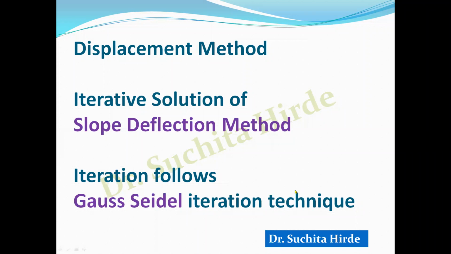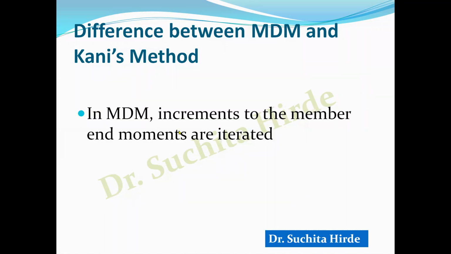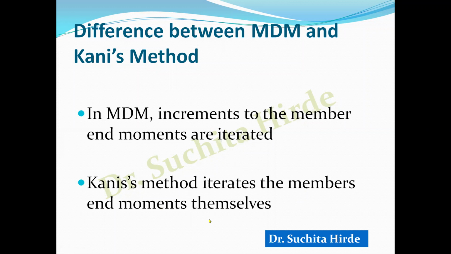But there are some differences in Kani's method and moment distribution method. So let us see what is the difference between Kani's method and moment distribution method. In moment distribution method, we calculate the fixed end moment and at the joint, we calculate unbalanced moment. And that unbalanced moment is distributed in proportion to the distribution factor. So here, in moment distribution method, increments to the member end moments are iterated. Whereas Kani's method iterates the member end moments themselves. We do not calculate the unbalanced moment here in Kani's method. It iterates the member end moments directly.